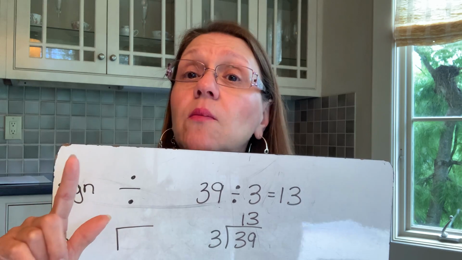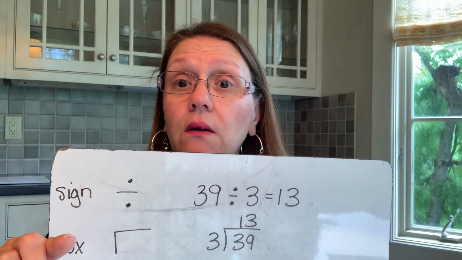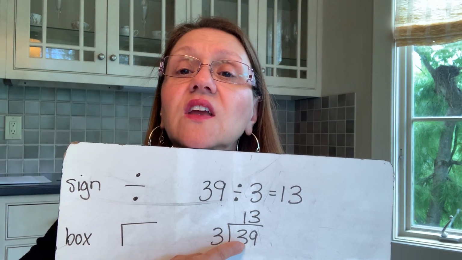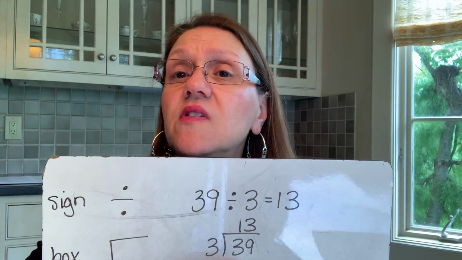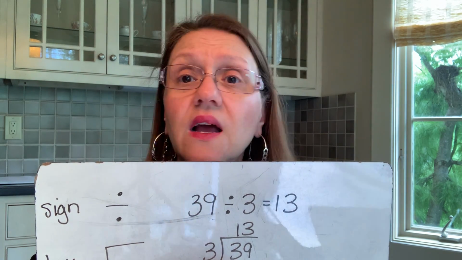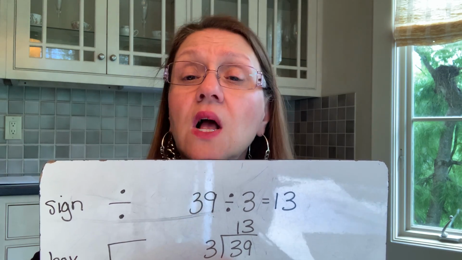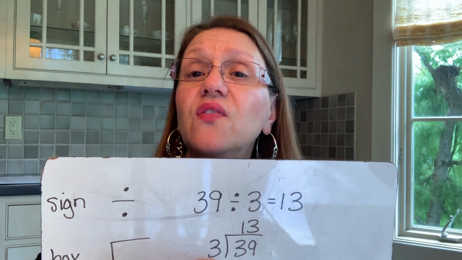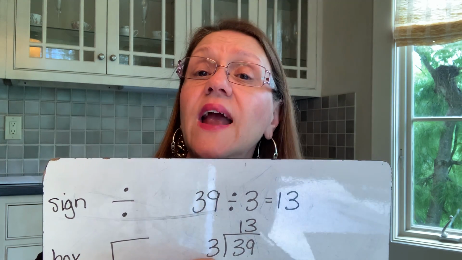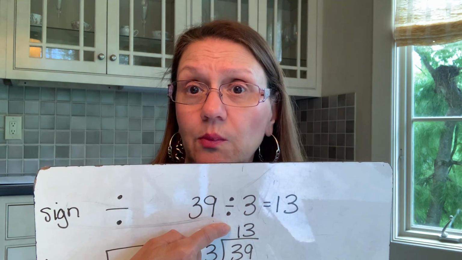All of the names are still legit. Your dividend is inside the box. Sometimes it's bigger, sometimes it's not. It has nothing to do with whether it's the dividend or the divisor. The divisor is the number doing the dividing. It goes outside the box, and your quotient goes on top.